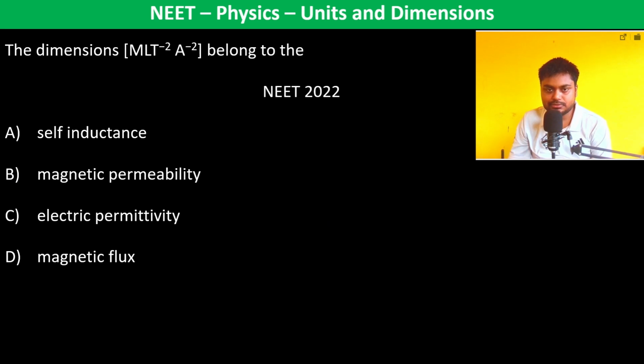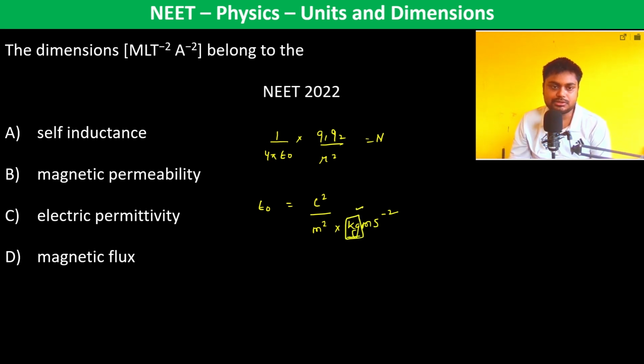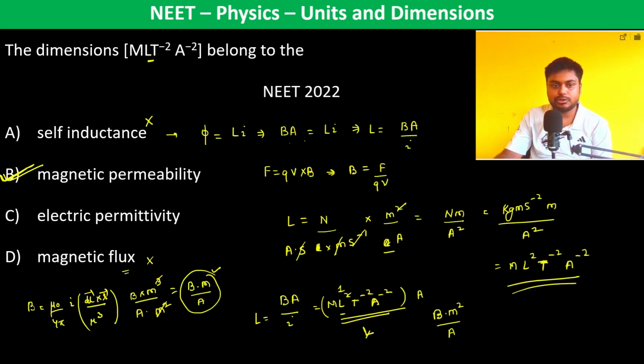Let us do that also. 1 by 4 pi epsilon naught into q1 q2 by r square. This is in Newton. So therefore epsilon naught is going to be Coulomb square divided by meter square into Newton, which is kg m s minus 2. Now here mass is going to be inverse, so this also is not fitting in. So the only option which is fitting in is B. So B is the option.